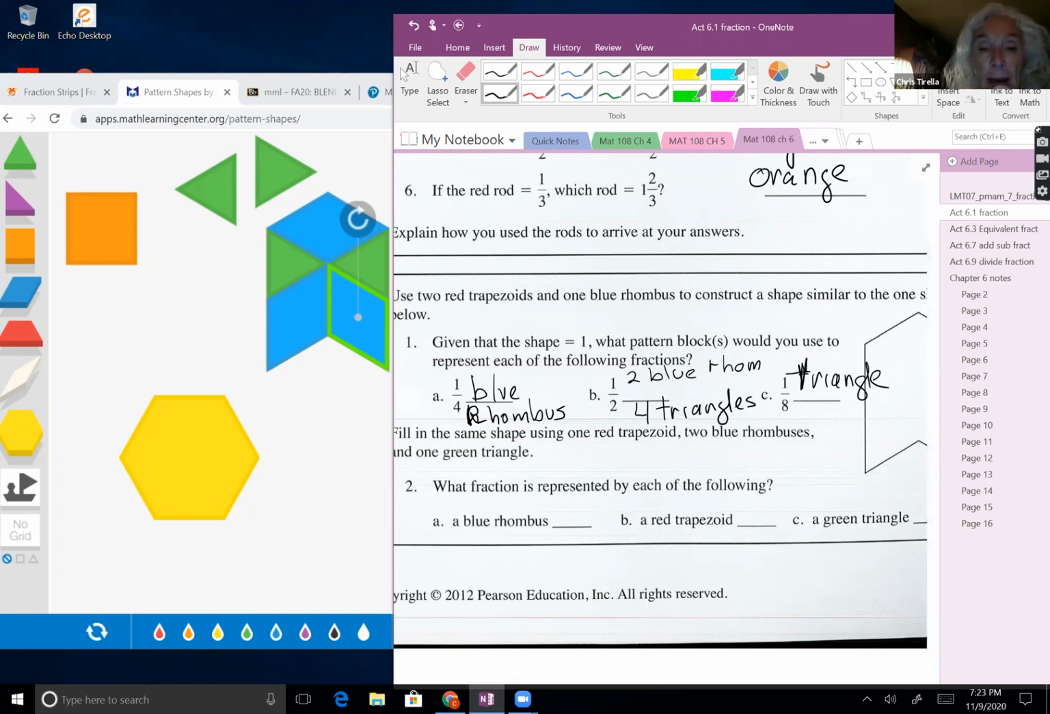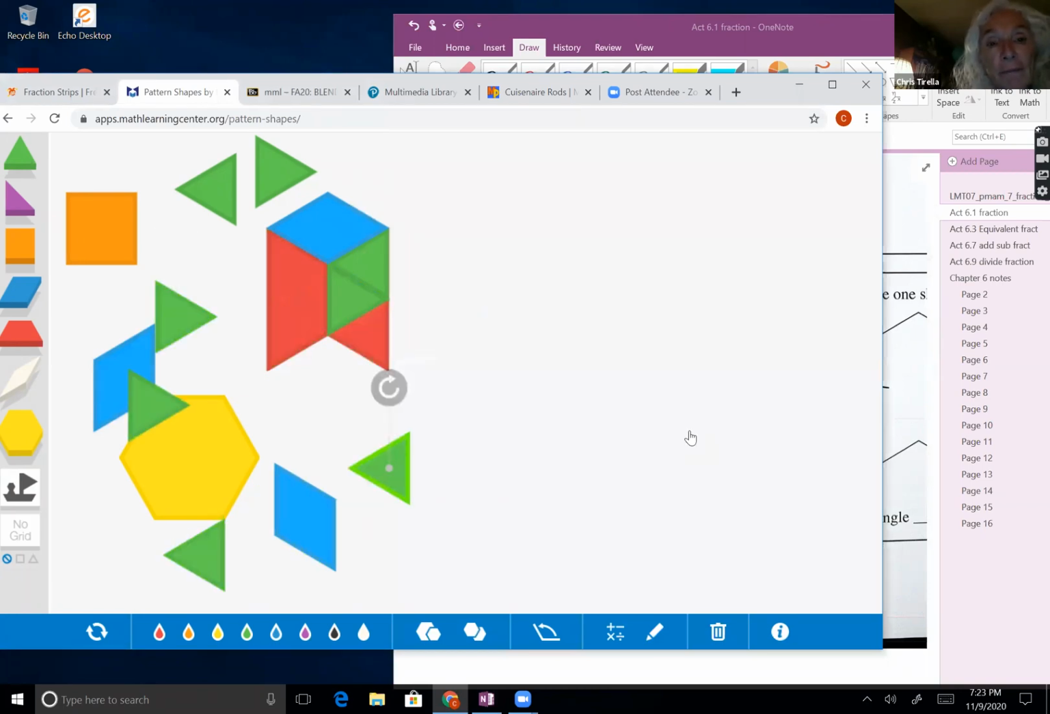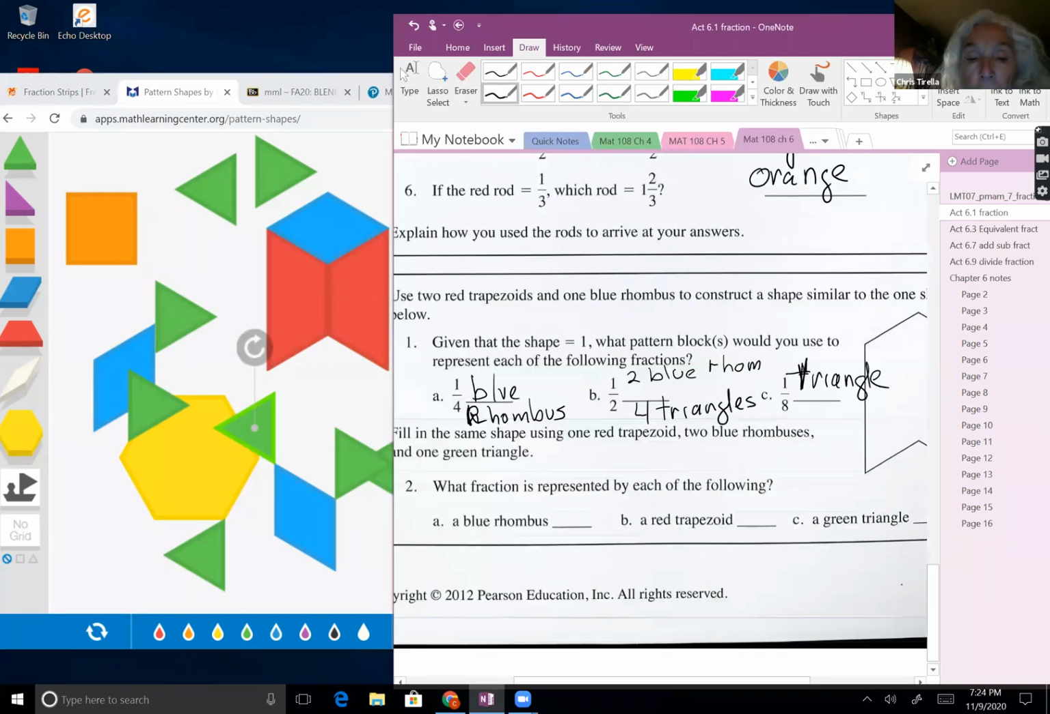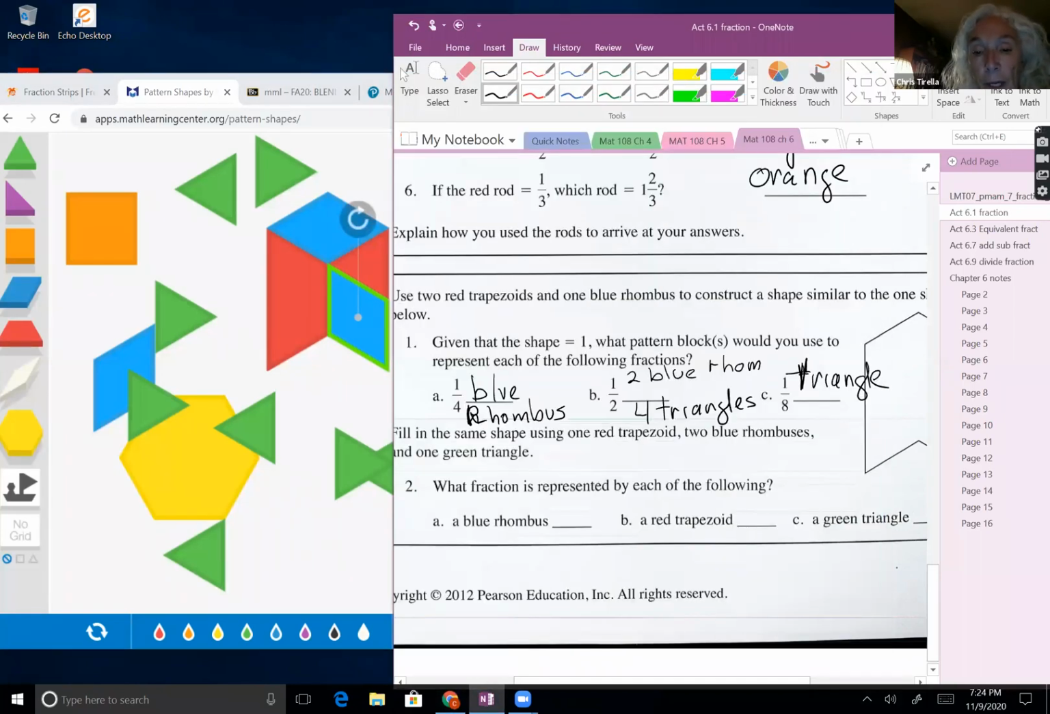And so now we're going to go back to that original shape. I'm going to pull everything else off of it. I made a mess of it. That was our original shape. They want us to fill in that same shape using 1 trapezoid, 2 blue rhombuses. So I'm going to have to take another rhombus and put it in there. And 1 triangle.